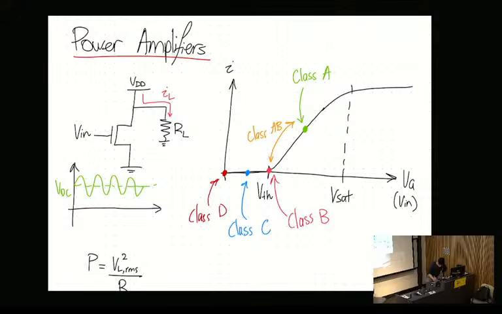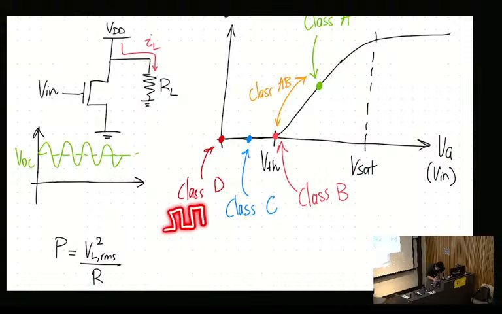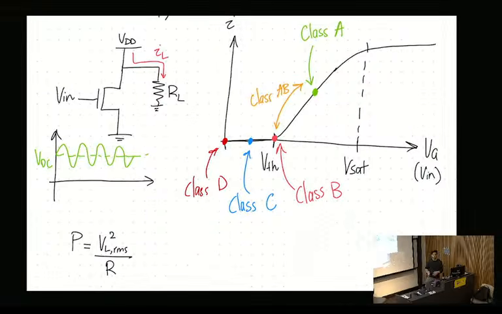So class D is the most extreme case of a switch. So in class D, we don't put in a sine wave anymore. We put in a square wave because we're literally flicking it all the way on, all the way off. So class D is often associated with a square wave input because we're going from on to off, on to off, on to off.